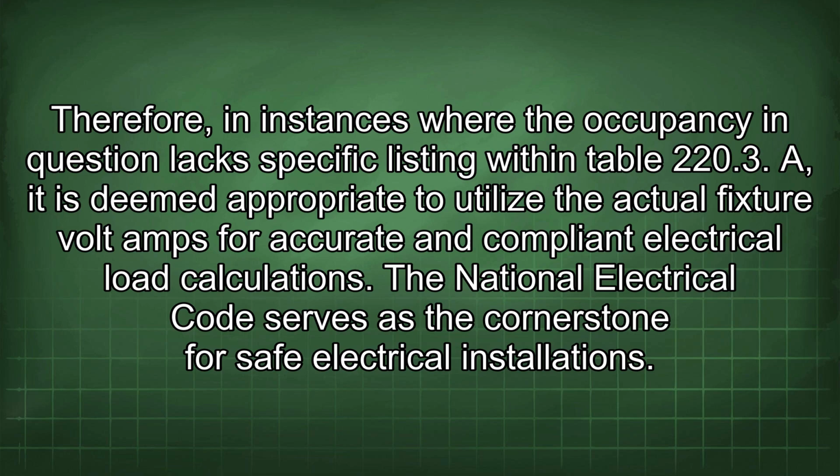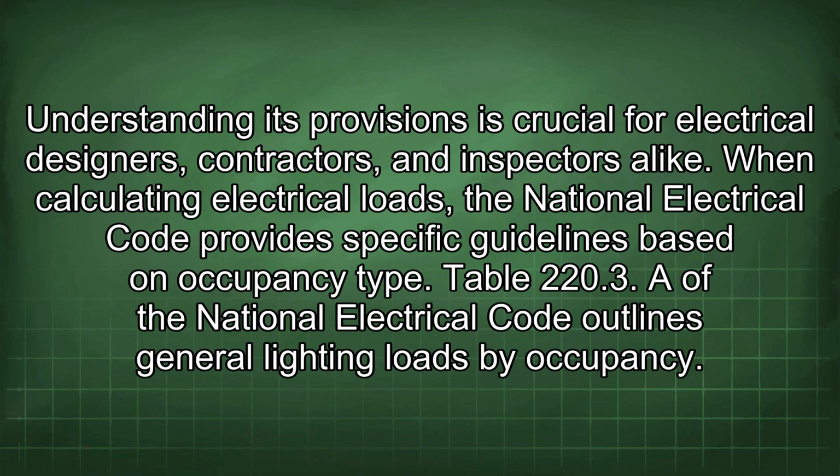The National Electrical Code serves as the cornerstone for safe electrical installations. Understanding its provisions is crucial for electrical designers, contractors, and inspectors alike. When calculating electrical loads, the National Electrical Code provides specific guidelines based on occupancy type. Table 220.3 of the National Electrical Code outlines general lighting loads by occupancy.